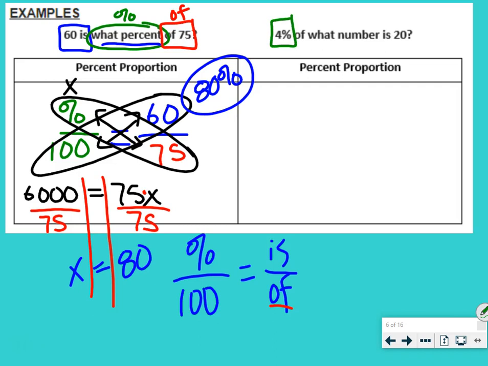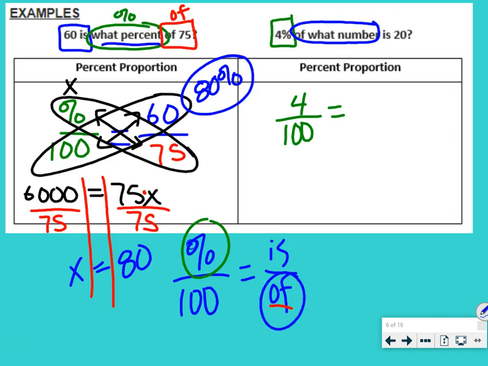So we know the percent. Right here we put percent, we have 4%. That's 4 out of 100. Equals. Of what number? 4% of what number? Of. That means we don't know the of piece. This bottom part, the denominator on the right, we don't know. So I'm going to put an x there. Is 20. That means where we see is, we're going to put 20. So for the is spot, we put 20.